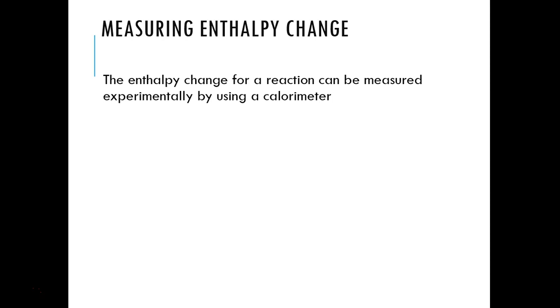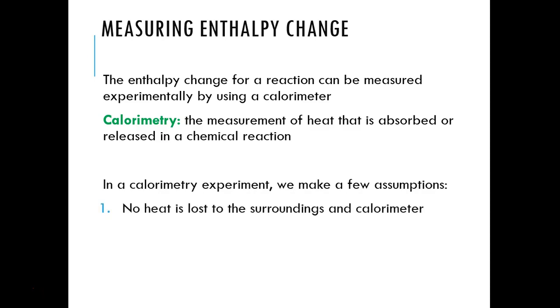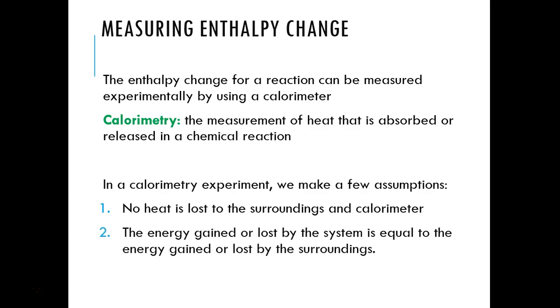When we measure enthalpy change, we're going to use something called a calorimeter. Calorimetry is the measurement of heat absorbed or released in a reaction, and in order to do a calorimetry reaction, we have to make a few assumptions. The first assumption is that we're not losing any heat to the surroundings in the calorimeter, so it's perfectly insulated. It's not a really realistic assumption, but we have to make it in order to do these calculations. And so we're assuming that the energy gained or lost by the system is equal to the energy gained or lost by the surroundings.